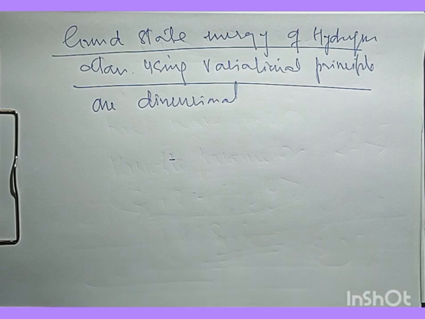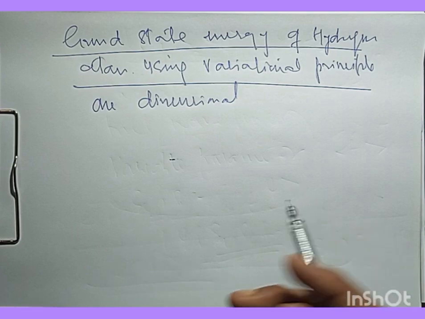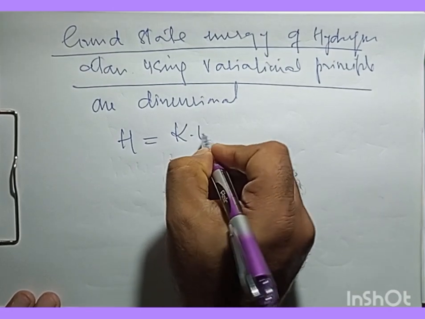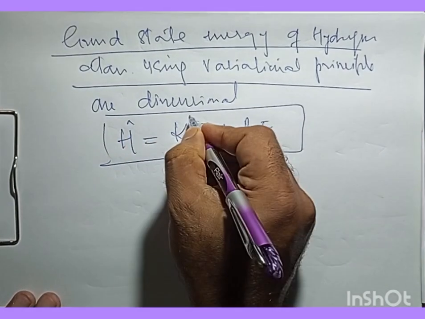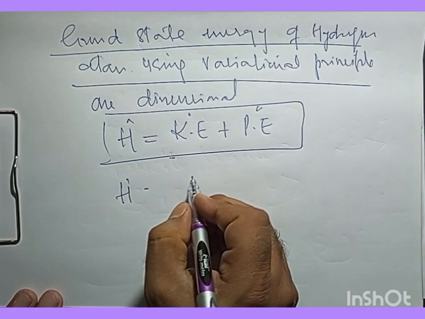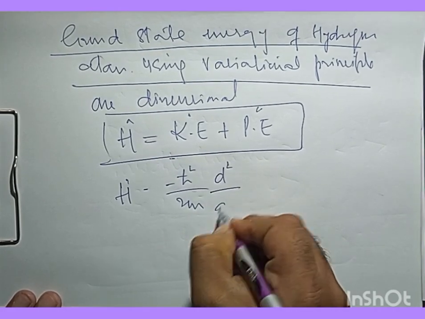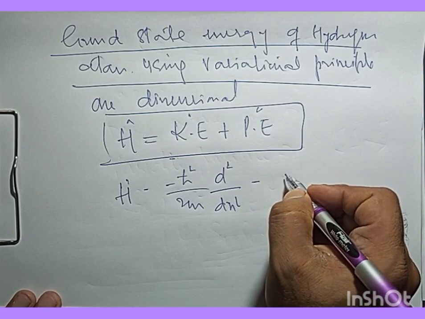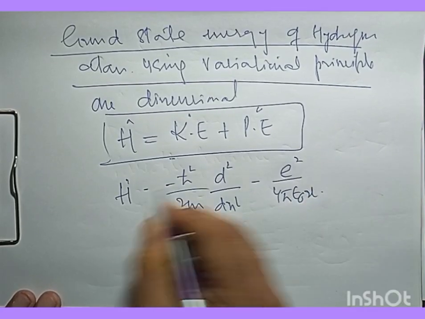What we do here is we ignore the spin of the electron, and we also ignore the relativistic effects. So what will be the Hamiltonian? The Hamiltonian is simply the kinetic energy operator plus the potential energy operator. I can write this H as minus h cross square by 2m d2 by dx2, minus e square by 4 pi epsilon naught x, which is the potential energy between the nucleus and the electron.